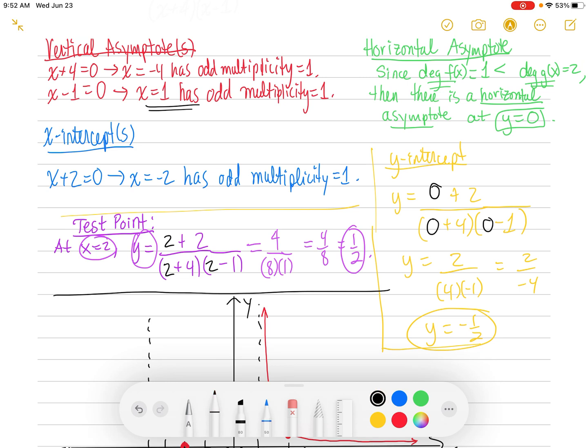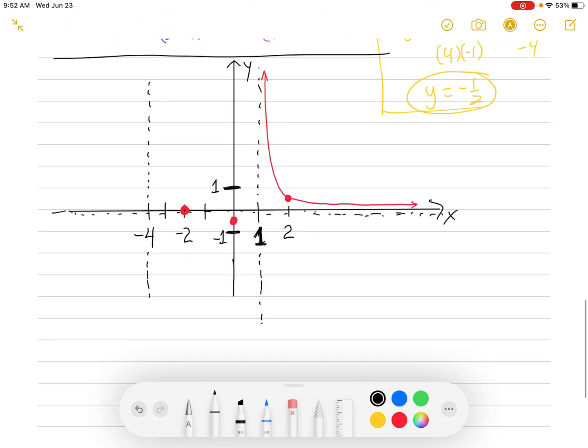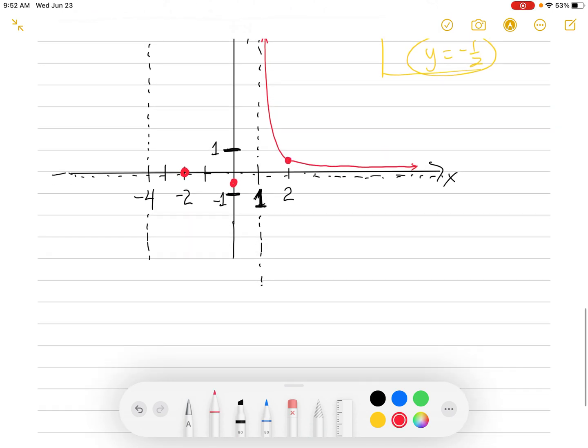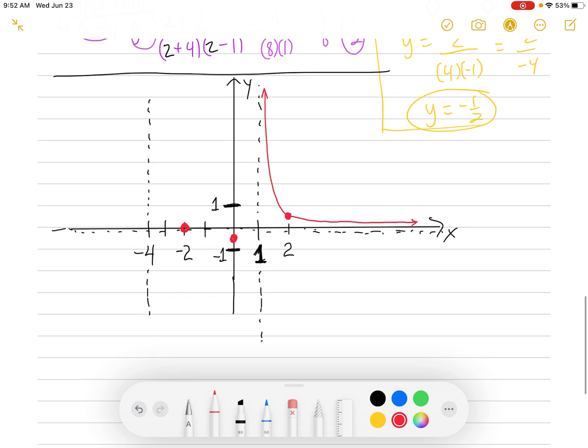So what do we know about the multiplicity of the vertical asymptote at 1? Well, at 1, the vertical asymptote has an odd multiplicity, right? What does it mean when you have an odd multiplicity about a vertical asymptote? That means that the graph will go in the opposite direction about the vertical asymptote. So on the right side, the graph goes up towards the vertical asymptote.